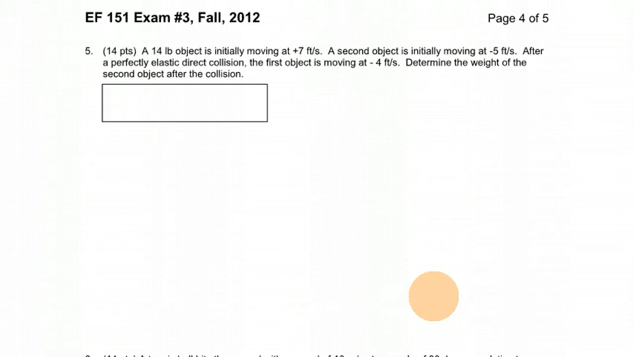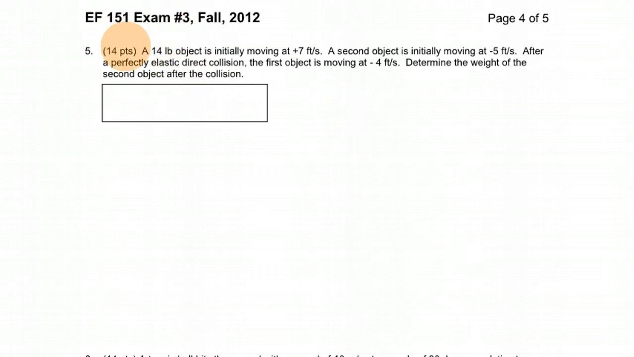5 has a 14-pound object, and then a second object moving. A perfectly elastic direct collision. We're given the velocity of the first object after the collision. We want to determine the weight of the second object after the collision. Also the weight before the collision. Okay.